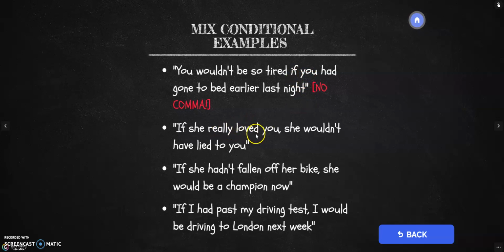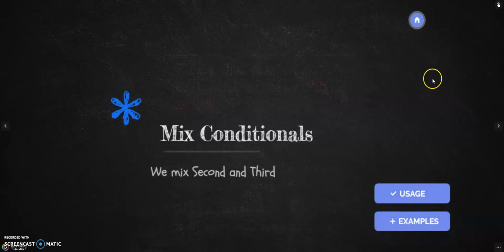If she really loved you, she wouldn't have lied to you. Si de verdad te quisiera, no te habría mentido. Okay? If she hadn't fallen off her bike, she would be a champion now. Si no se hubiera caído de la bici, sería ahora campeona. Okay? If I had passed my driving test, I would be driving to London next week. Si hubiera aprobado mi carnet de conducir, iría en coche a Londres la semana que viene. Okay? All right, those were the examples.